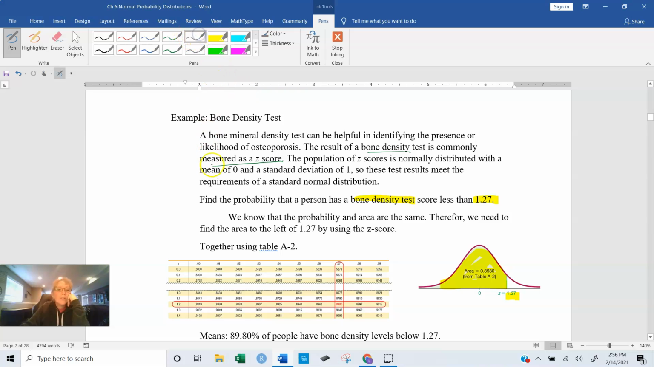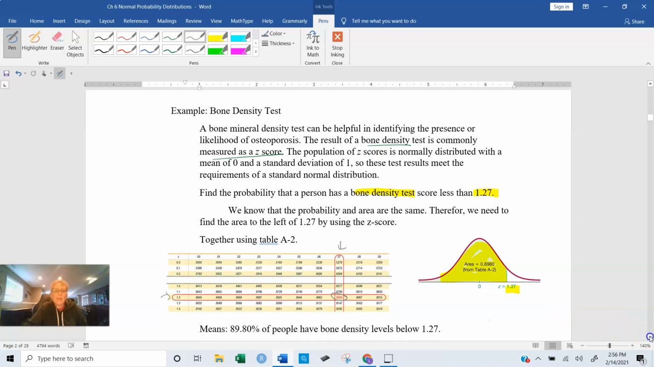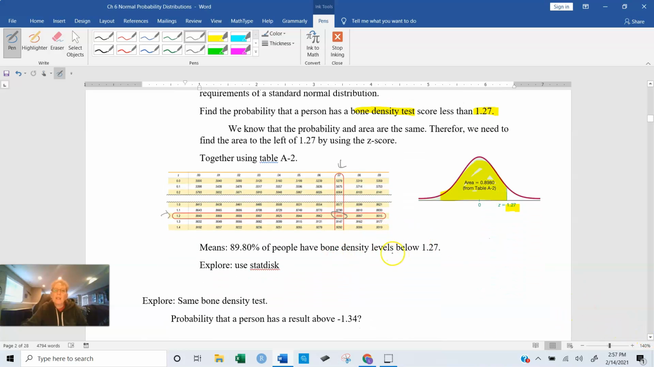Now, if you're using your A table or A2 table, you would go to z-score, you would go to 1.2, so you're on that second page. Mine's the second page. And then you're going to go down to 0.07, so you're going to find that across the top. And when those two lines intersect is the area of that curve, which is 0.8980. Now, that means 89.8% of people have bone density levels below 1.27.